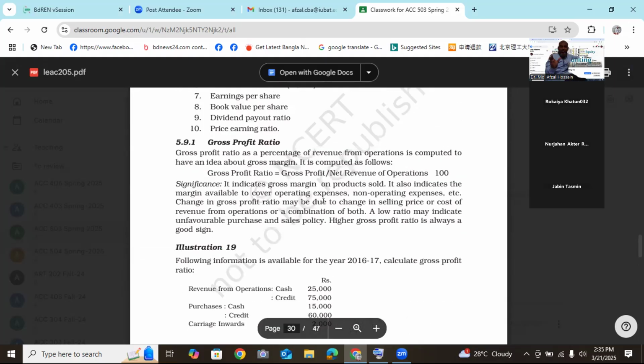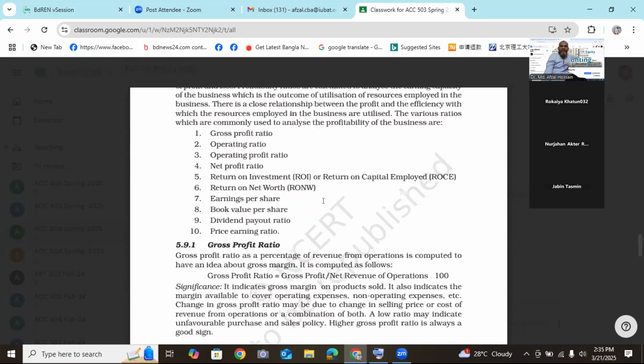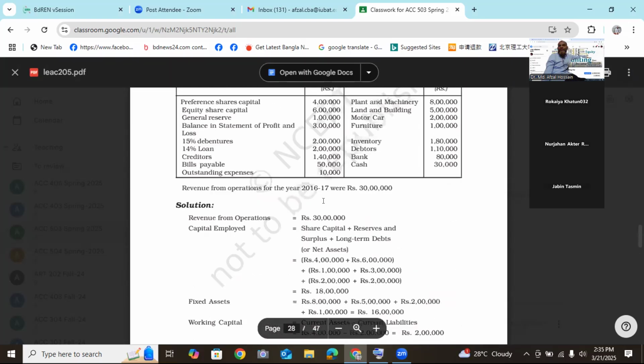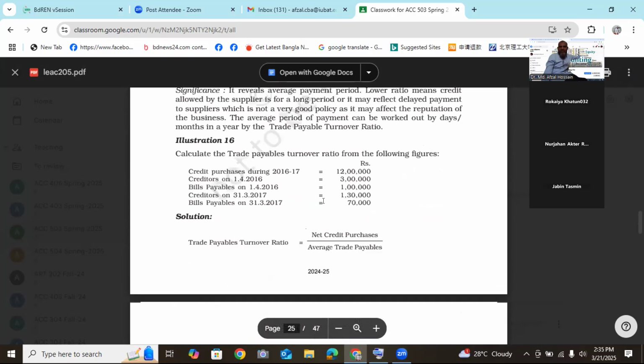This lecture sheet is good for you because after every ratio they give an example illustration so that you can understand very well, isn't it?